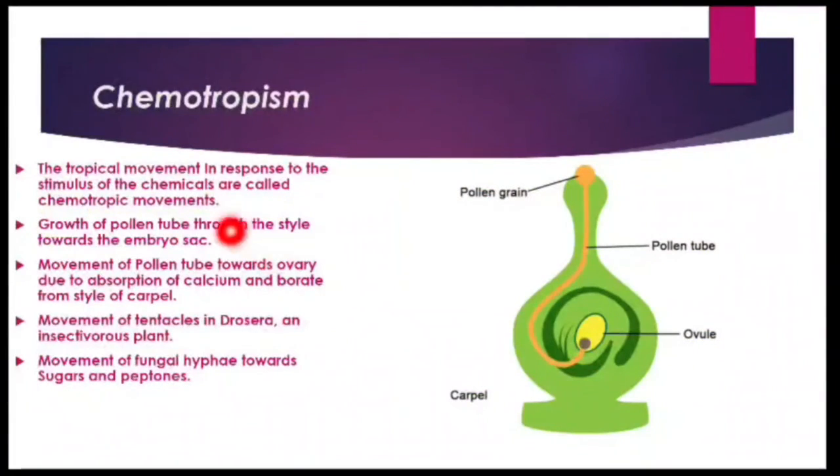Next is chemotropism. The tropic movement in response to the stimulus of chemicals is called chemotropic movement. Growth of the pollen tube through the style towards the embryo sac. Movement of the pollen tube towards the ovary due to absorption of calcium and borate from the style of the carpel. Movement of tentacles in Drosera, an insectivorous plant. And movement of fungal hyphae towards sugars and peptones are a few examples of chemotropism.